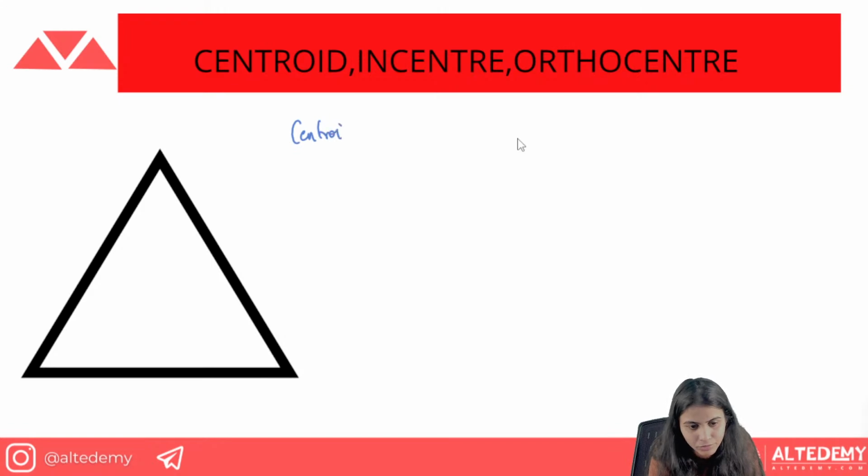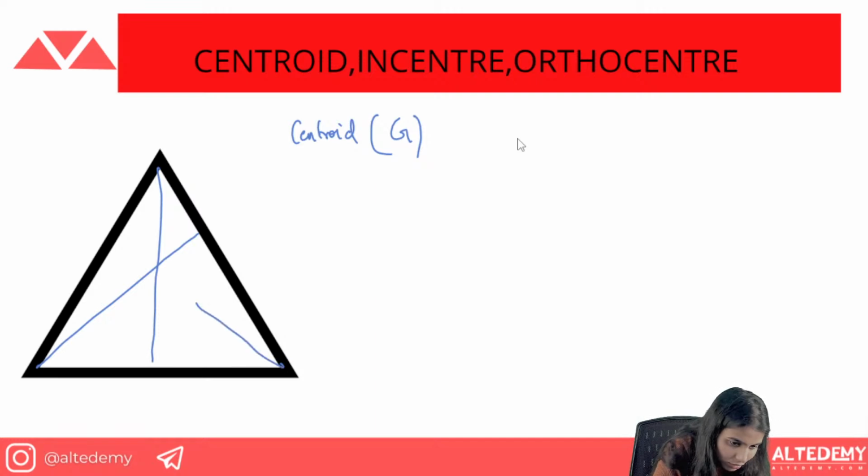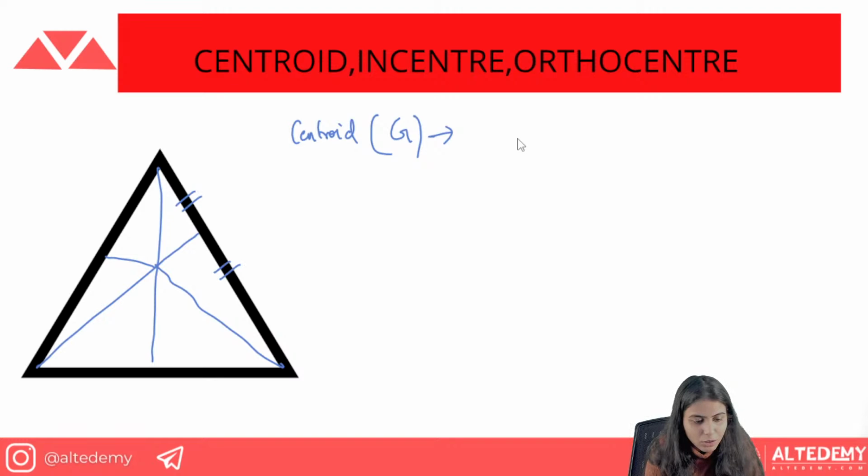This can be represented as G, with this G symbol. And what is actually the centroid? Assuming this is a straight line, the centroid is basically the intersection of medians. What is it? It is the intersection of medians.